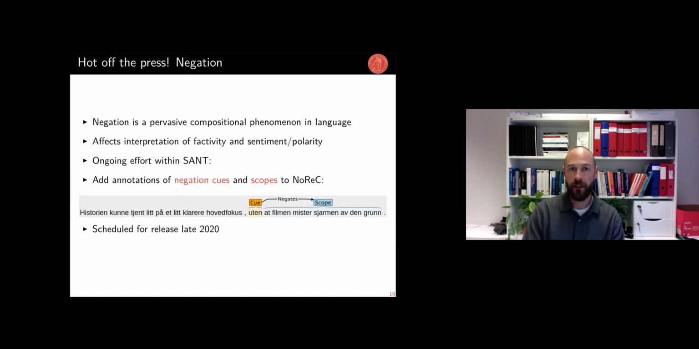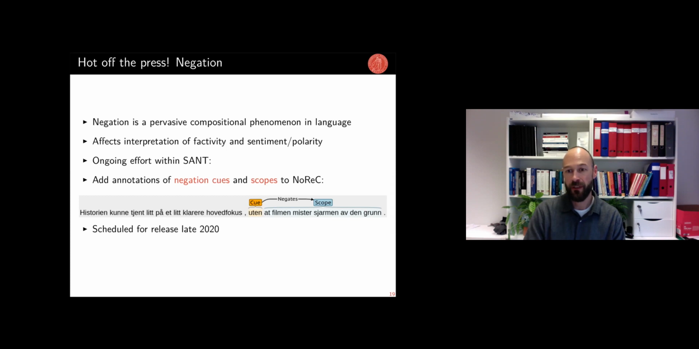Negation, I don't think I'll spend a lot of time on this, but this is the most recent edition of the data sets that we've created within the SUMS project. So to these fine-grained sentiment annotations, I recently added information about so-called negation cues and negation scopes.